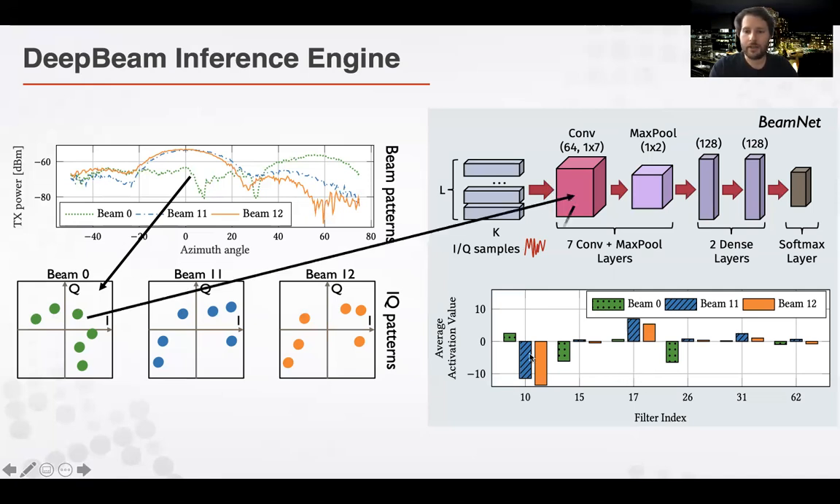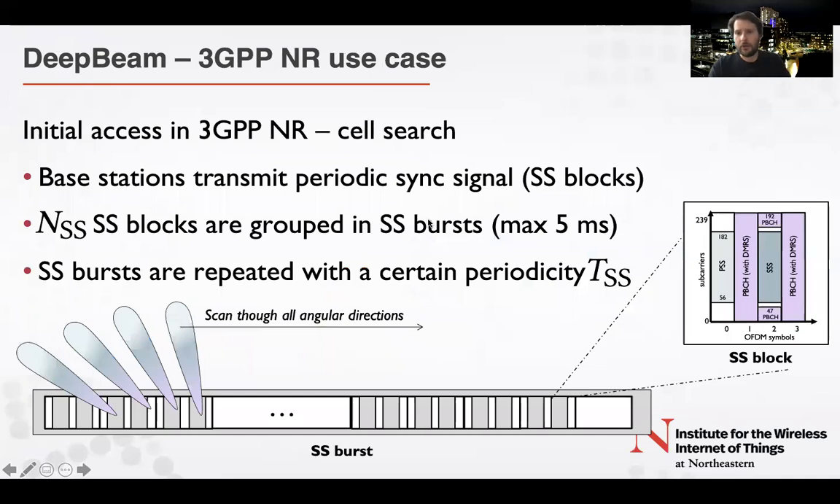So just to show you an example, here we show the average activation value of the first convolutional layer, for different beams, for the 3 beams that are shown here. And as you can see, the positive activation values are different for beam 0 and the 2 other beams. And instead, for beam 11 and beam 12, which have a similar beam pattern, the activation values are still different, but they are, let's say, more similar with respect to beam 0. So this shows that effectively a convolutional neural network can be used to distinguish the transmit beam as part of the DeepBeam framework. So the one use case that we identified is the initial access in 3GPP-NR.